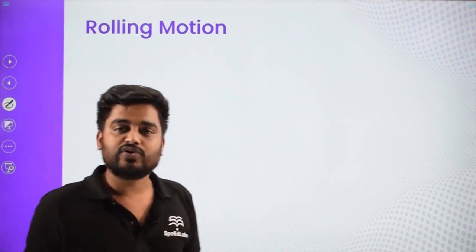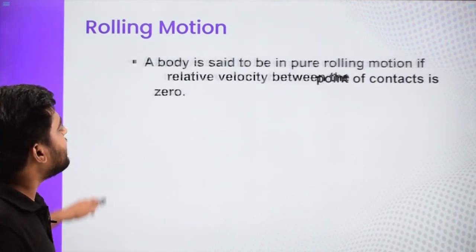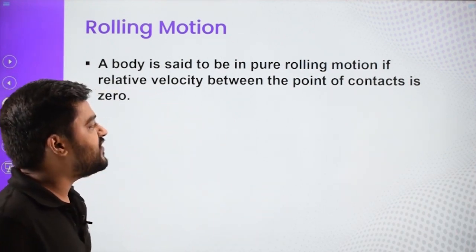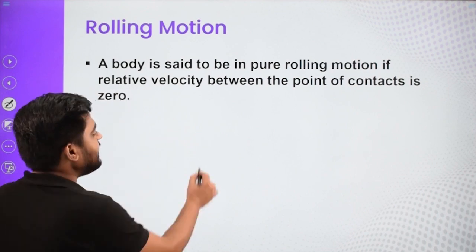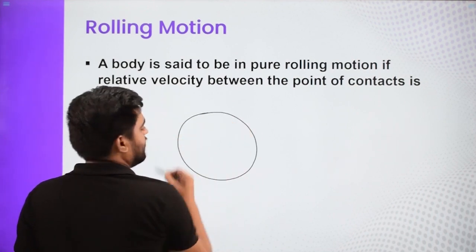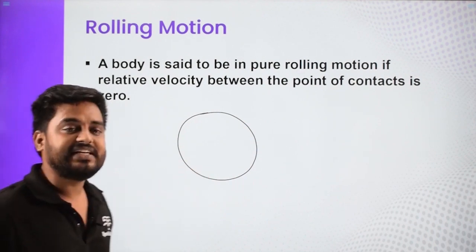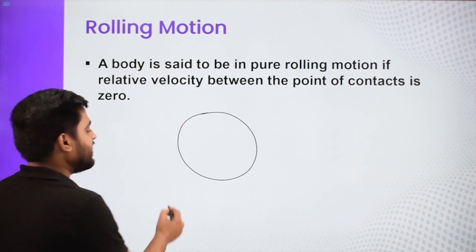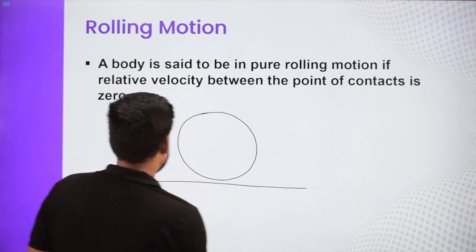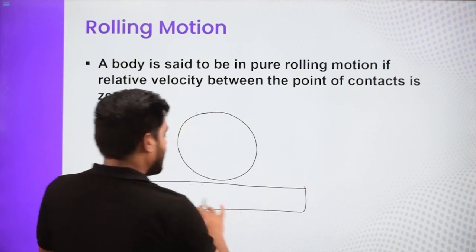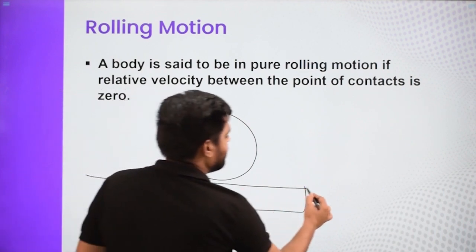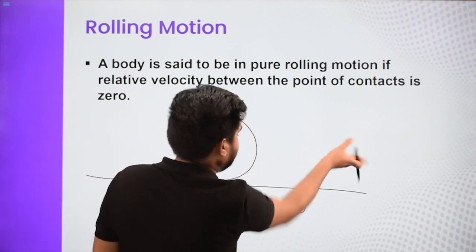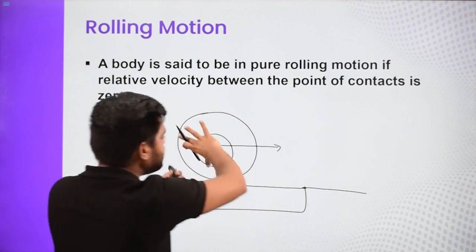Now, if we talk about rolling motion, a body is said to be in pure rolling motion if the relative velocity between the points of contact is 0. So let us say this is a round object. It might be a ring, a cylinder, a solid sphere, a hollow sphere, it can be anything, and this is a surface. As of now we can consider that to be the ground. So if this object is rolling on the ground, it is translating and it is rotating also.